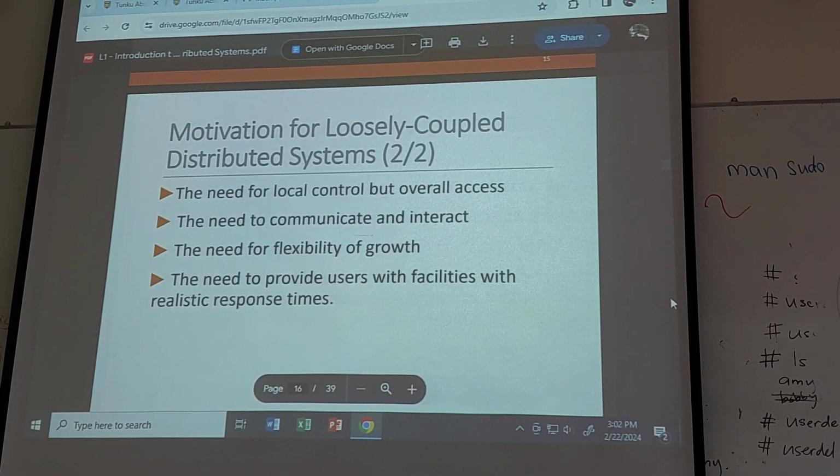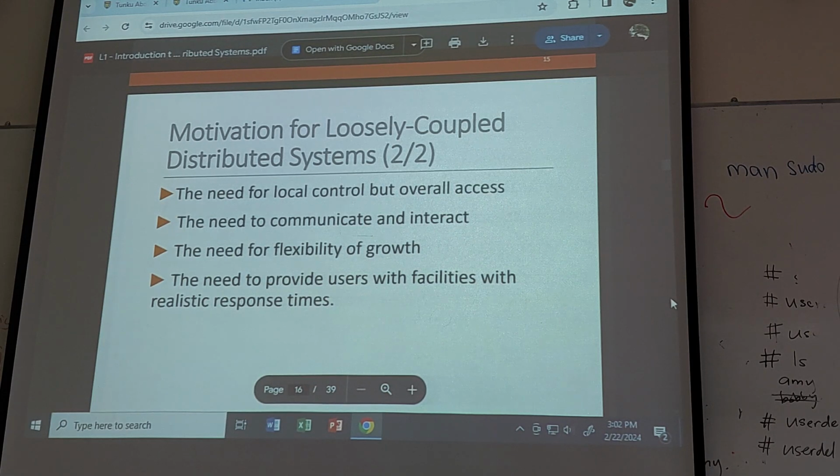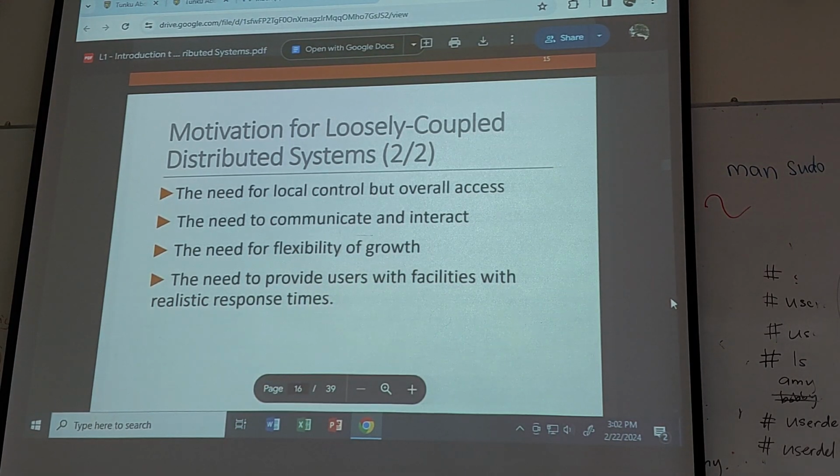Okay, because tightly coupled, you don't need a network connection, right? Because it's all on the same system. But when you do distributed system, your distributed system can be everywhere in the world. You need to have a good connectivity.